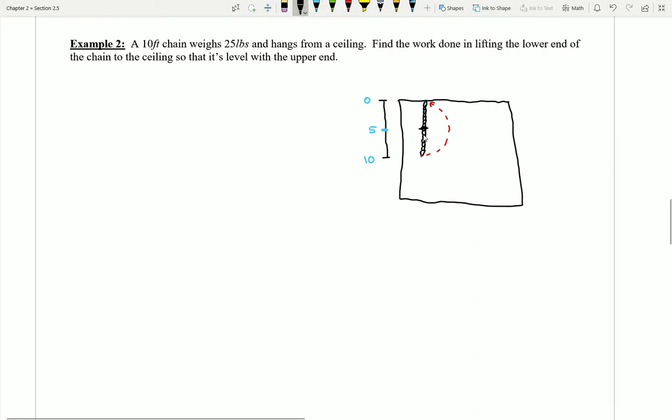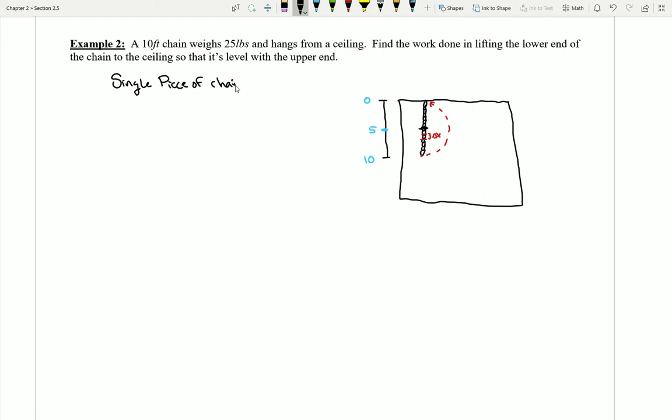Again, maybe I imagine breaking this up link by link. And so what I'll do is look at just an individual piece of the chain here. I don't know how long that piece is. Let's say it's delta x feet long. And let's see if I can find the force to move that piece, and the distance that I have to move that piece, so I can find the total amount of work required to move that single piece of chain.